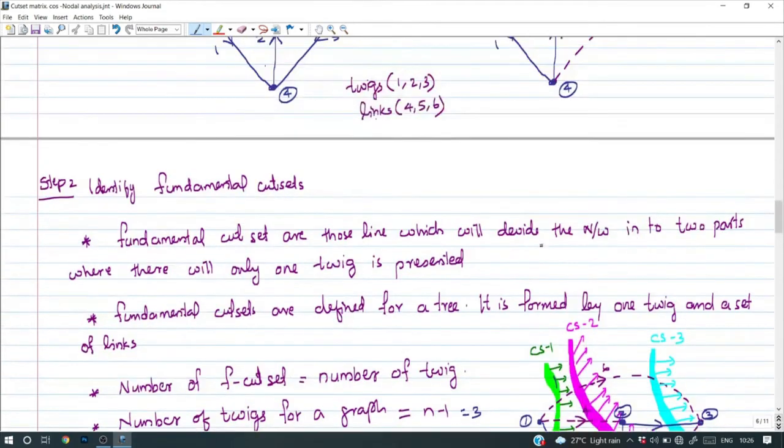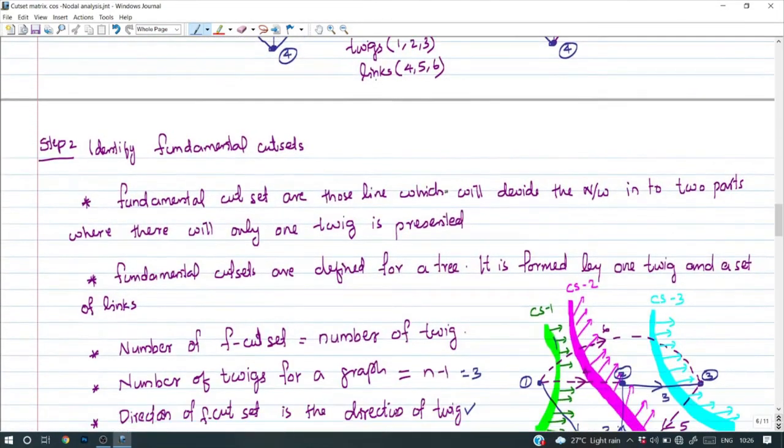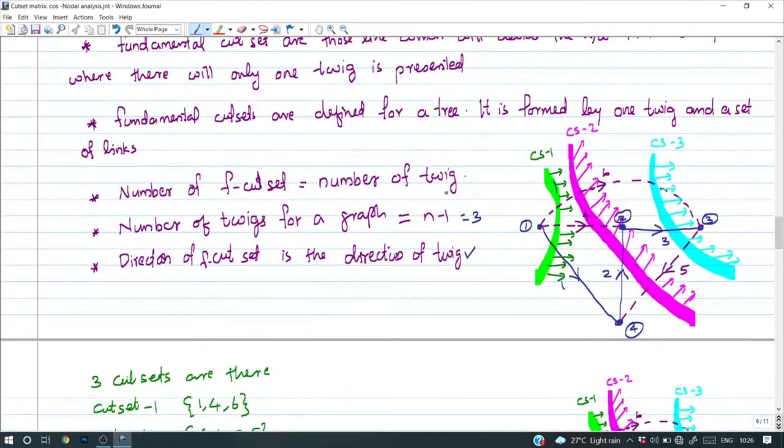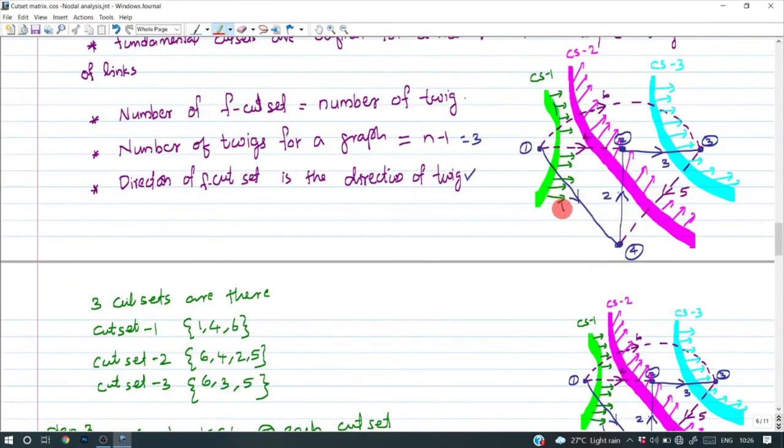So step 1 is draw any tree and mark the twigs by means of dotted line. Then second step is identify fundamental cut sets. So here 3 cut sets are available. Cut set 1: the branches involved are branch 1, branch 4 and branch 6. In cut set 2, the branches involved are branch 6, branch 4, branch 2 and branch 5. And cut set 3, the branches involved are branch 3, branch 5 and branch 6, as mentioned here. So what is the next step?